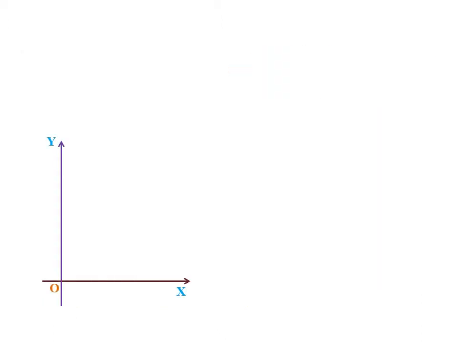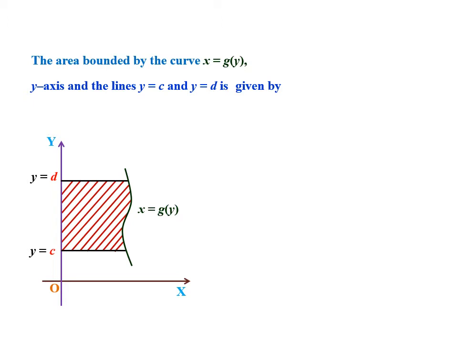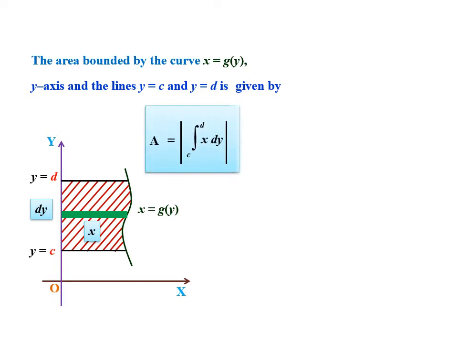Next, consider the coordinate system. Consider the curve x is equal to g of y and the lines y is equal to c and y is equal to d. Consider a strip dy. So the area is composed of multiple such strips. So the area under the curve is given by the integration from c to d of x dy.